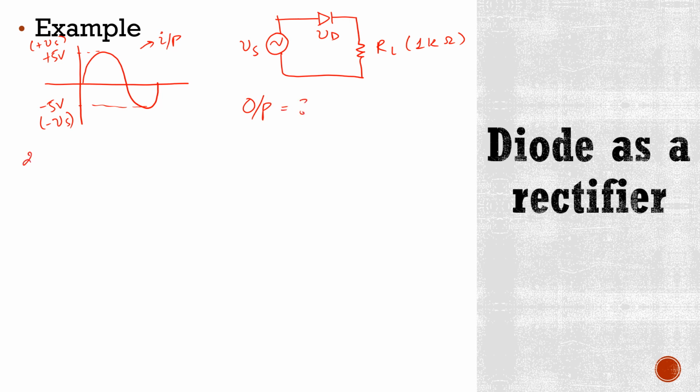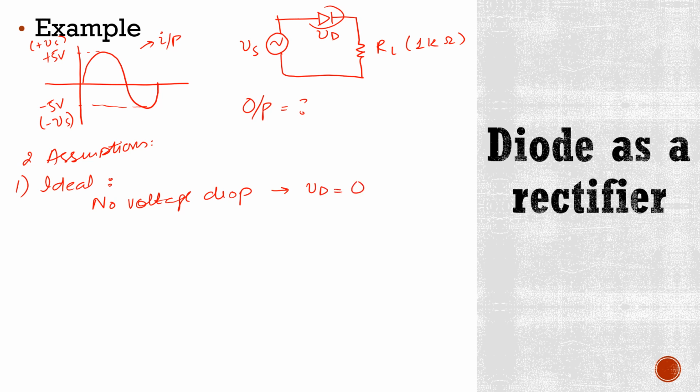Here we take two assumptions. Our first assumption is that this diode is ideal. So we know that in case of an ideal diode, there is no voltage drop. It means Vd is equal to 0. Now, what would be our output signal here?